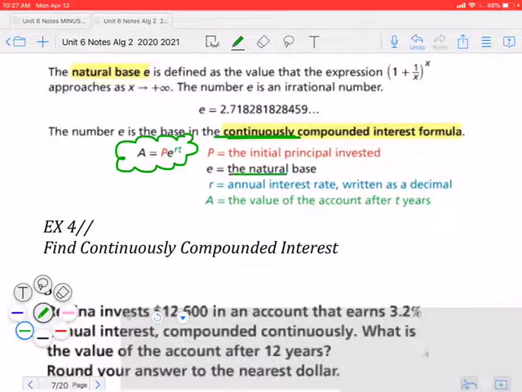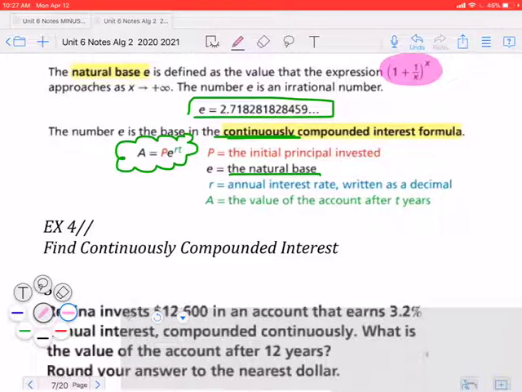E is what's called the natural base. It is 2.7182818 blah blah blah. It goes on forever and ever. And it comes from this expression up here. Like we have pi, 3.14, and it just goes on forever. This is just a different number and they just called it E.